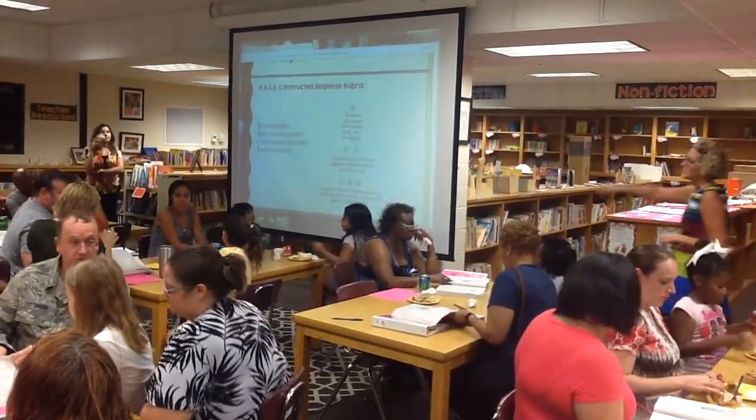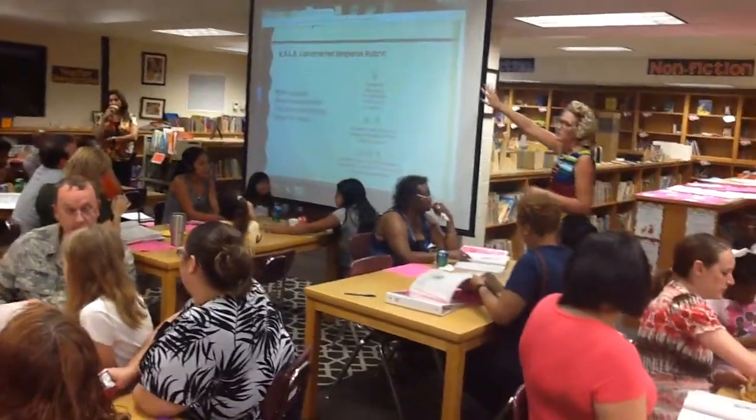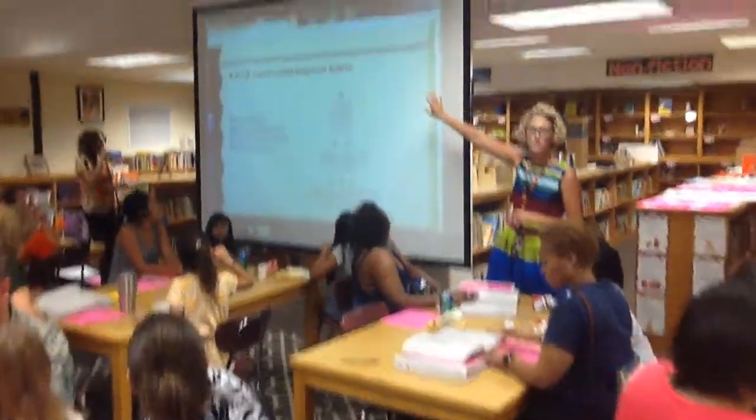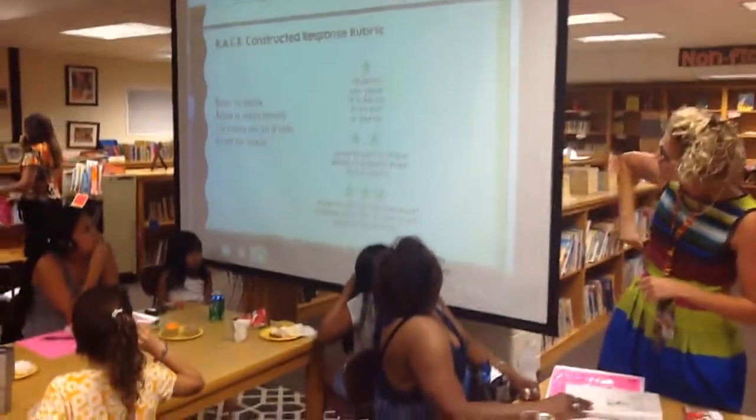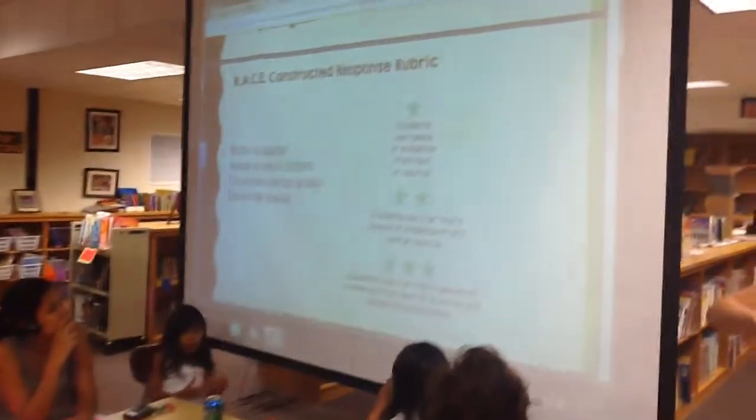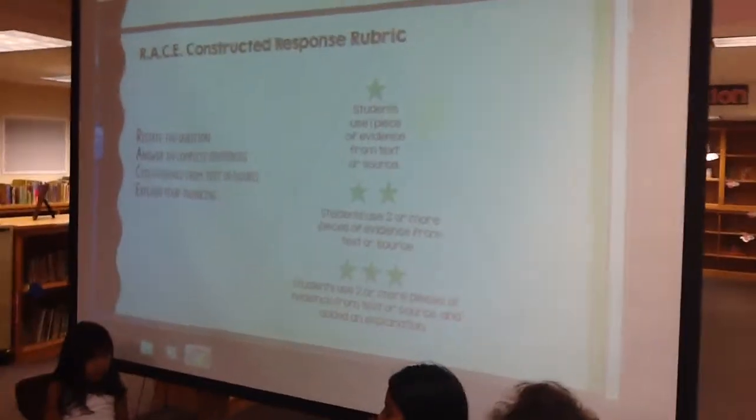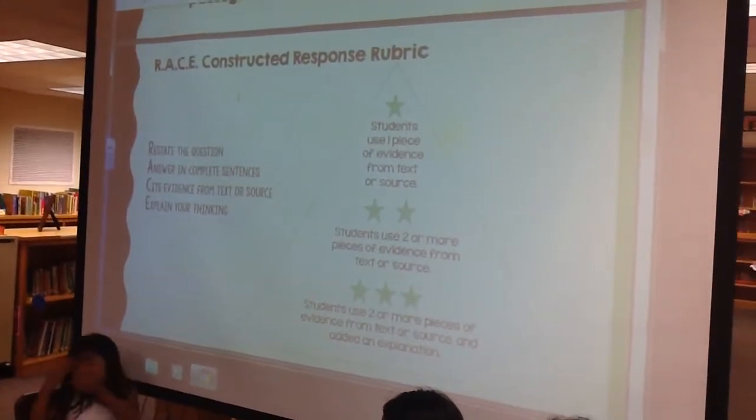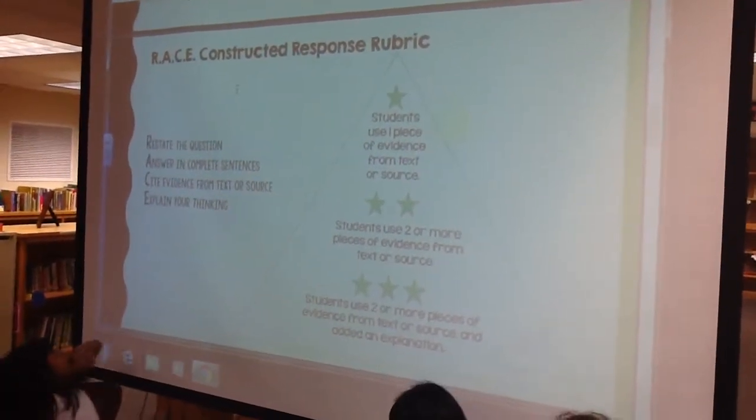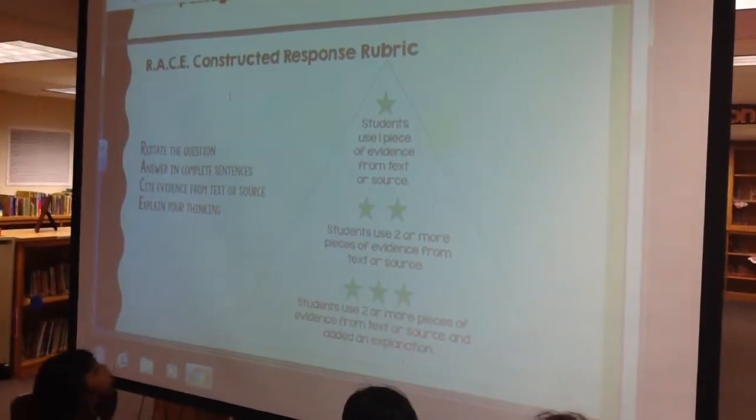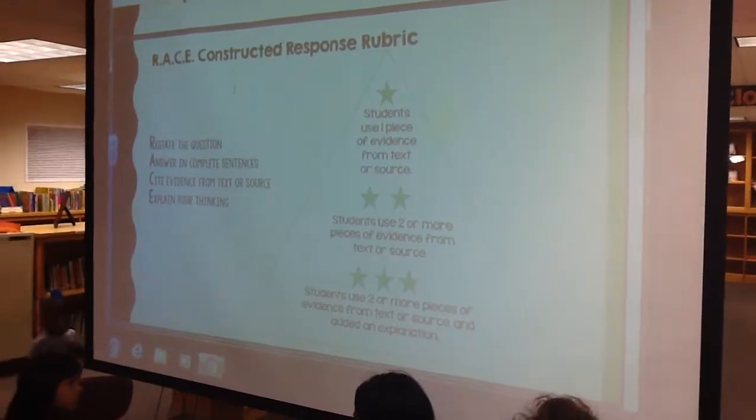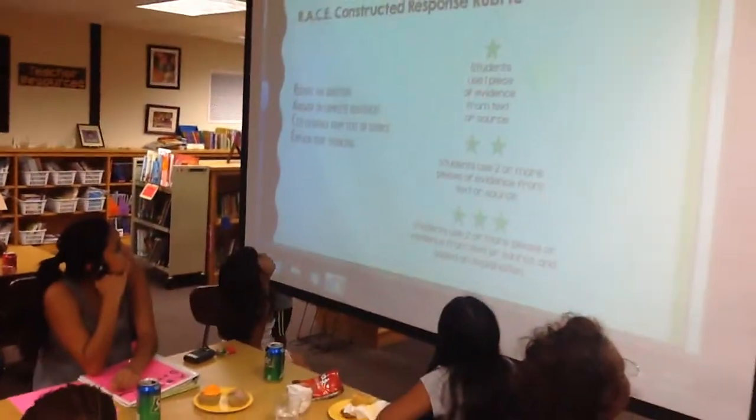Before we do that, this is what we will be teaching your kids. You will hear them start using this vocabulary very soon. We use a little acronym called RACE to help us as they respond. The R means restate the question. The A is answer in complete sentences. You heard Miss Massey talking about how important that is. C is where they go back and cite evidence in the text. I don't know about y'all, but I didn't learn how to cite evidence until high school.